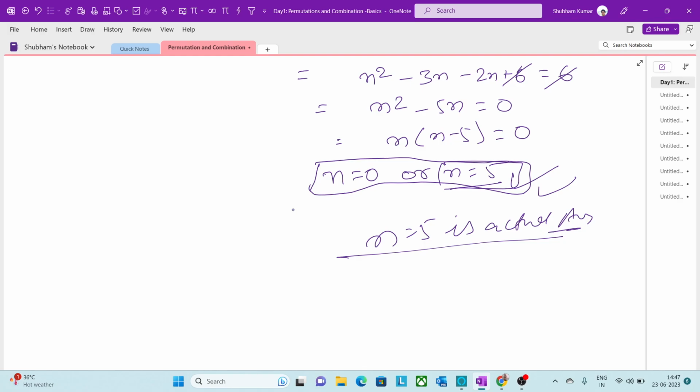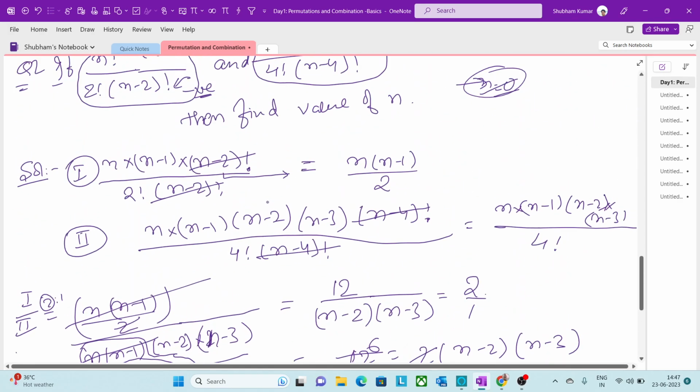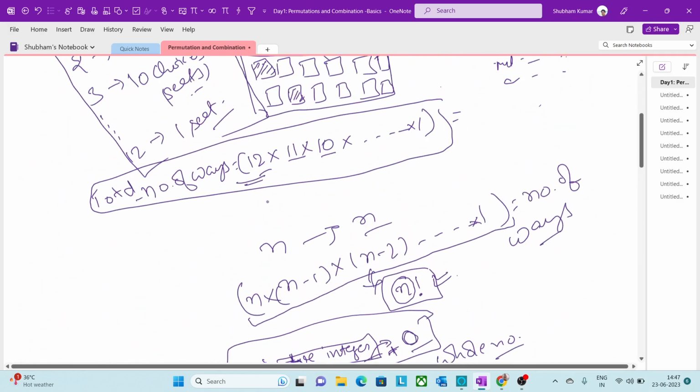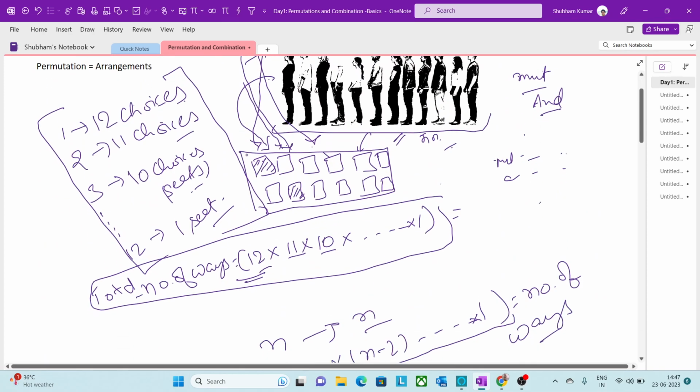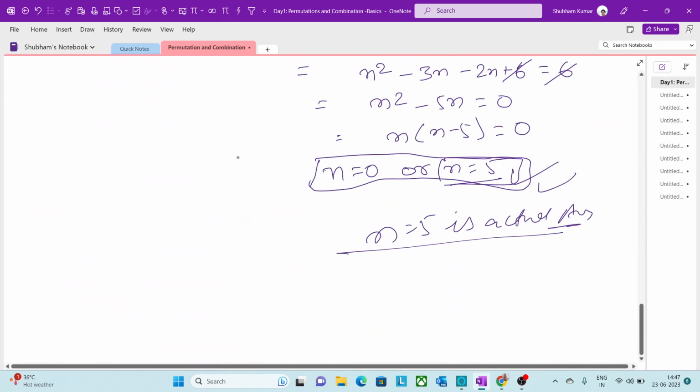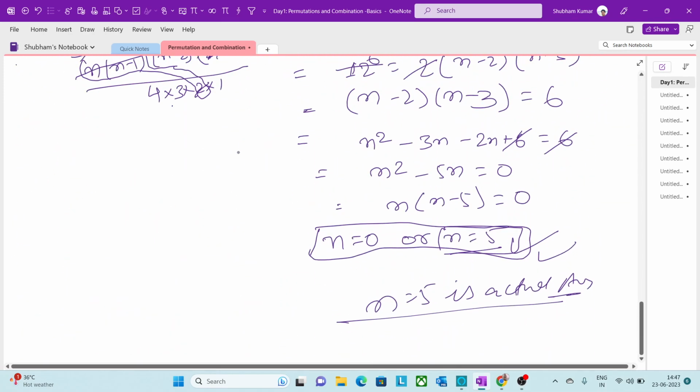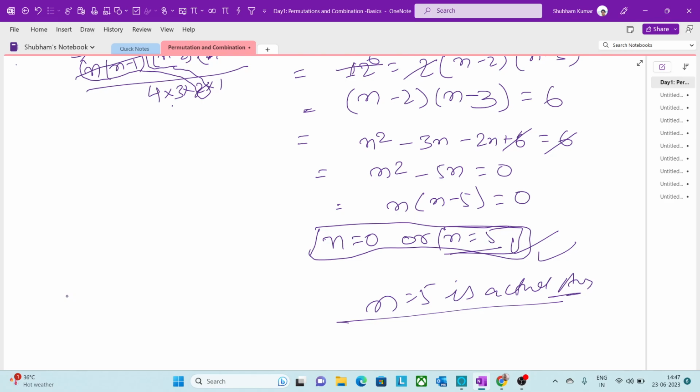So today we are wrapping it up. Tomorrow we will discuss a few properties of factorial notation, and then we'll see the multiplicative and additive principles of counting, and then we'll move on. Then we'll do some numerical problems, and then we'll see the combinations.